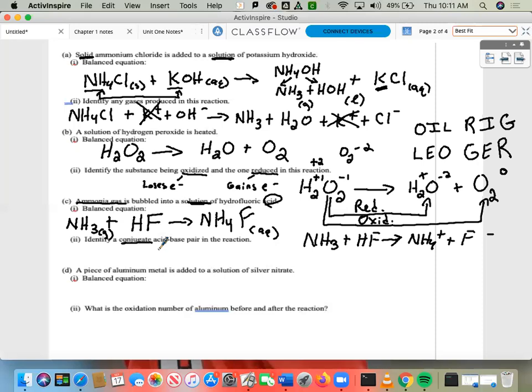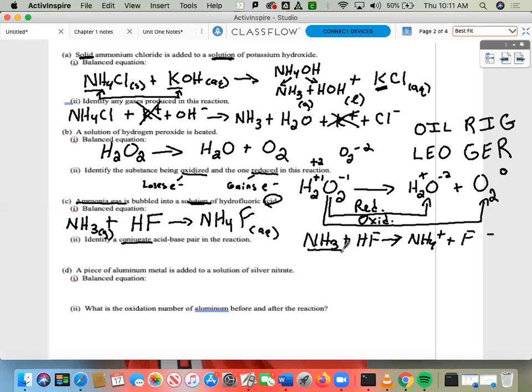And so when we talk about a conjugate acid-base pair, these are two things that are very similar. They look like each other, except one is an acid and one is a base. And so what a conjugate acid-base pair might be is that this is an acid, and when something happens to it, it becomes a base. And let me give you an example.